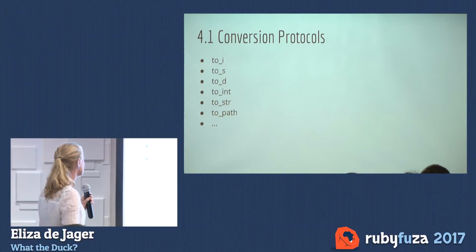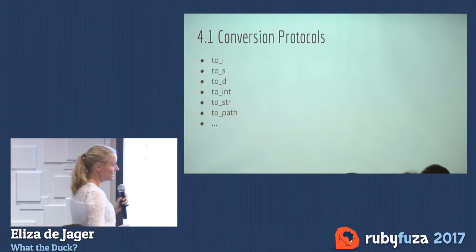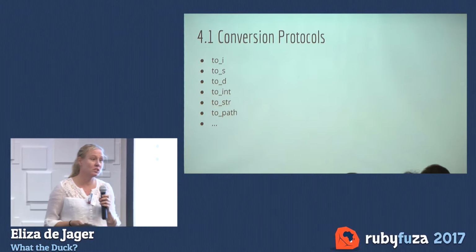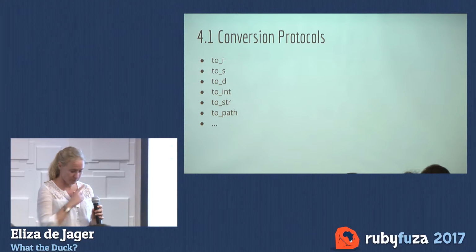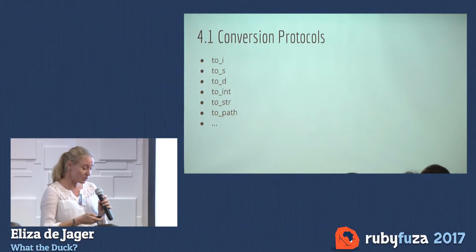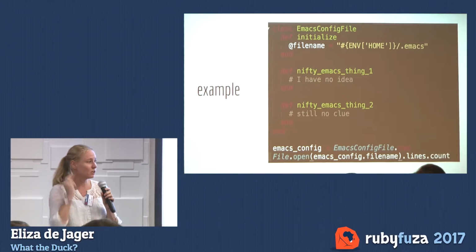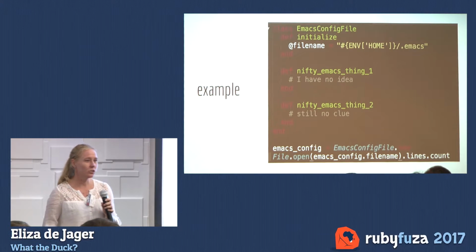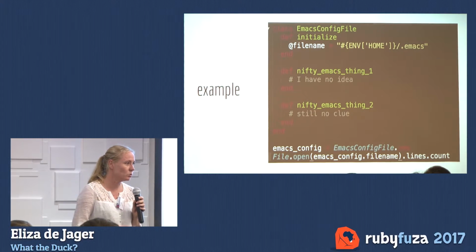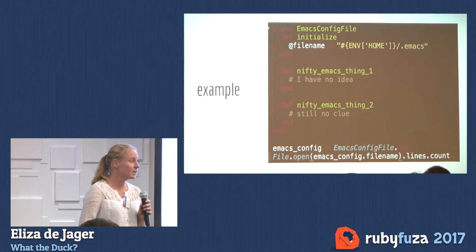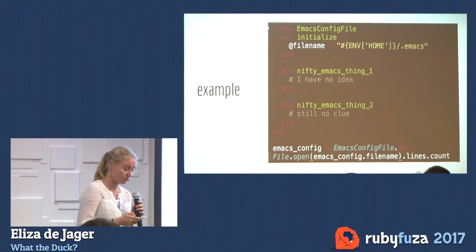Now, your conversion protocols are your to_i, to_s, to_a, etc. I'm sure we've all seen them around and used them extensively. There is something to keep in mind, though, when you are busy writing a class of your own, and that is to consider which conversion protocols should I be defining on this class, because thinking about that can end up making your life a lot easier.